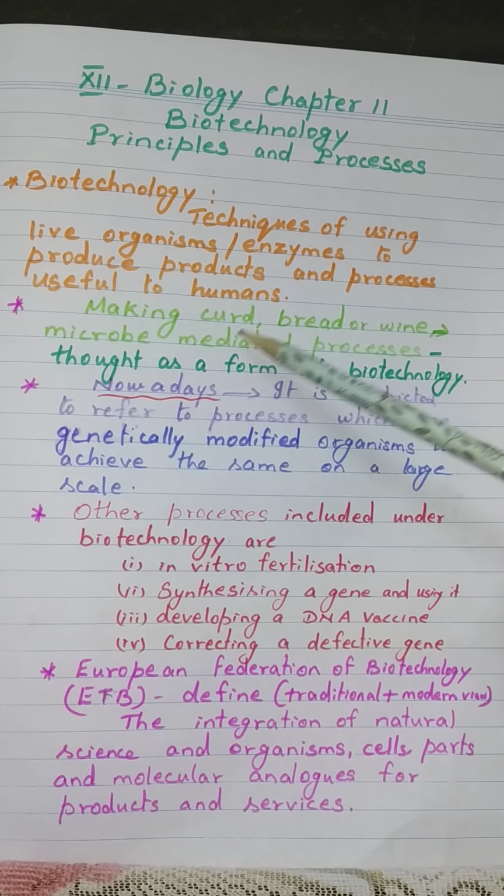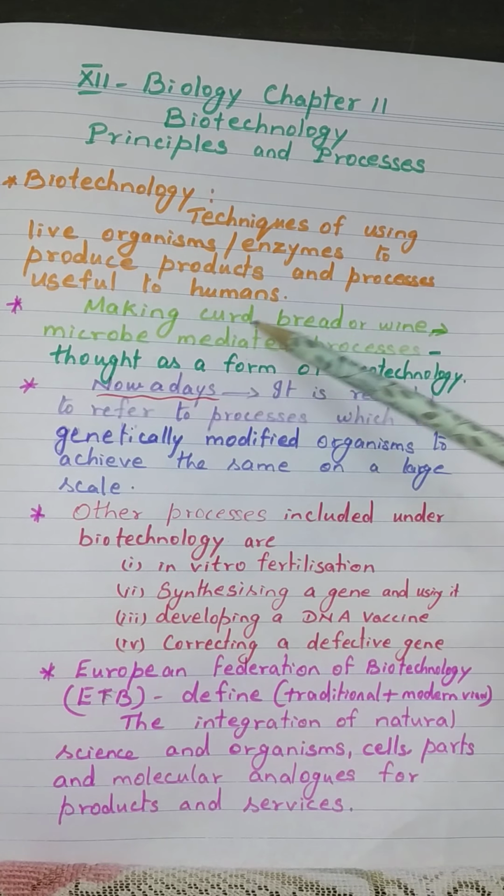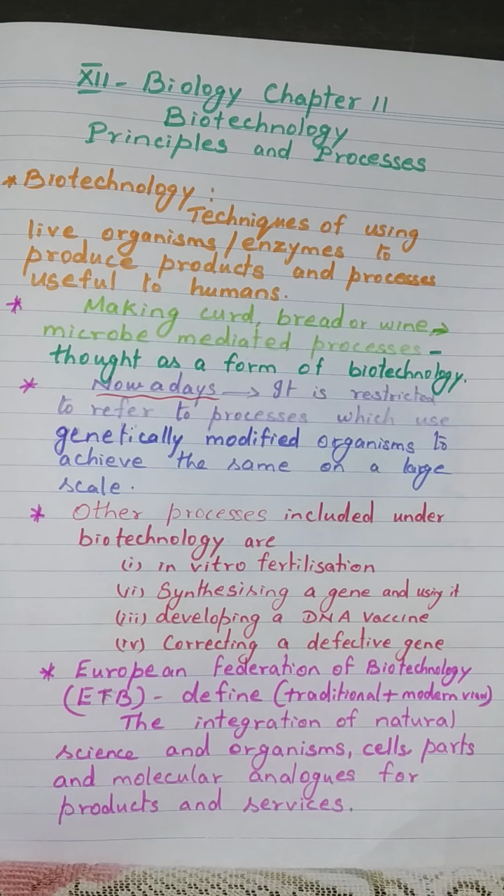Even in making curd, bread or wine, microbes are used. They play an important role: in curd, lactobacillus, and in bread and wine, yeast. These are all living organisms, and with their help we get all these products. In previous days, these processes were also considered biotechnology, but nowadays they alter the genes of the microbes and use them for producing products and any processes that are useful to humans. They refer to that as biotechnology.